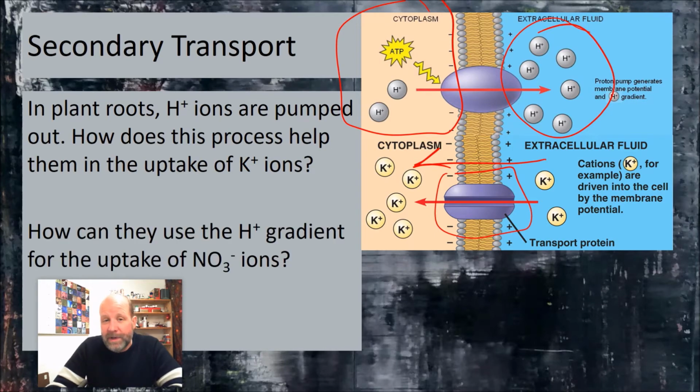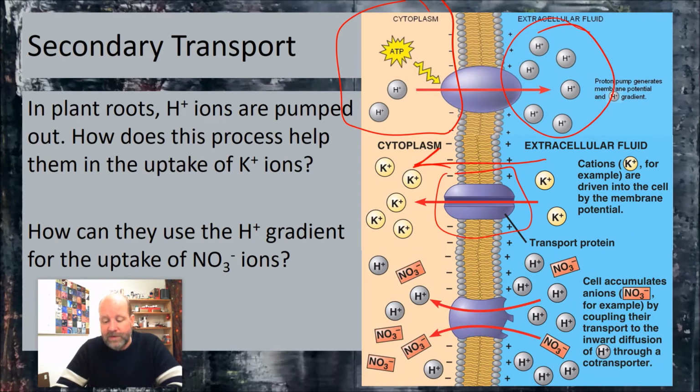Now they can also pick up nitrate, which is a negatively charged ion, and they do this with a co-transporter. This is just a channel that allows nitrate to come in, but nitrate doesn't want to come in because it's probably more inside, because you're doing active transport of it, which you'll see here in a second. But the hydrogen ions want to come back in. And so what they have is a protein that lets the hydrogen ion come back in, but it only is allowed to come back in if it has a nitrate with it. And so when it has a nitrate with it, then they both come in.